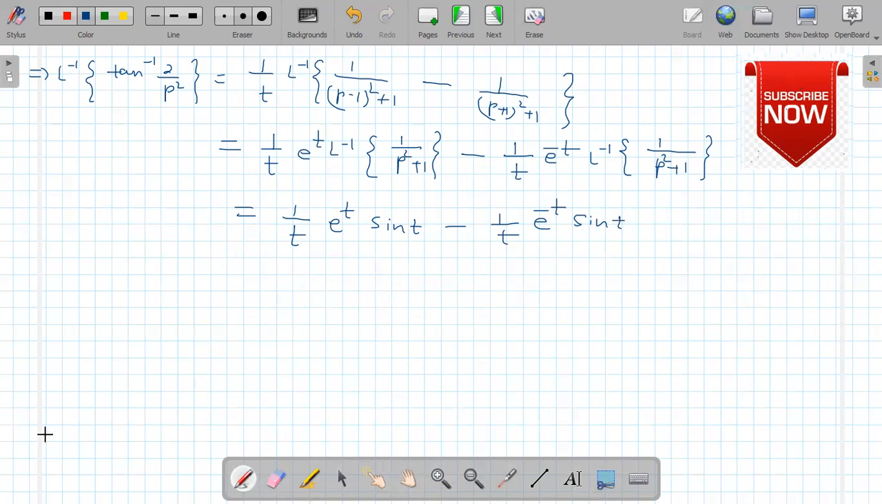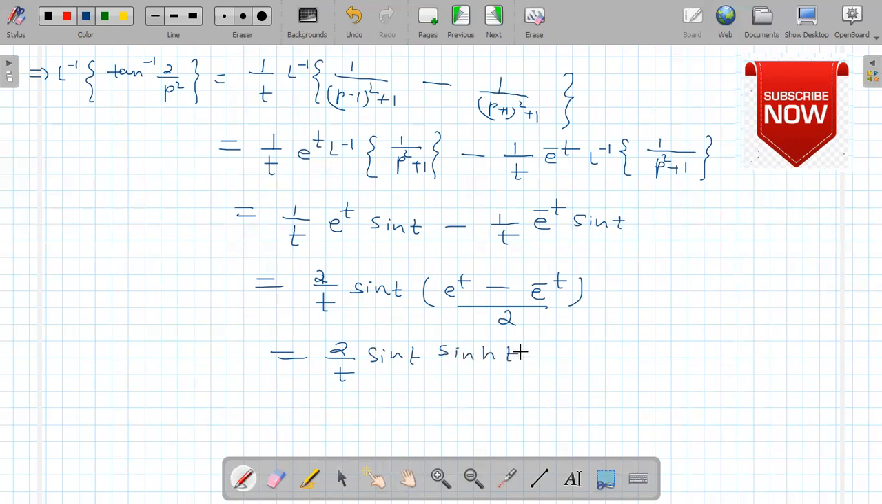So Laplace inverse of tan inverse 2 upon p square is 1 upon t, e raised to power t sine t minus e raised to power minus t sine t. You can take sine t common, e raised to power t minus e raised to power minus t. So you can divide and multiply it by 2 to make it the formula of sine hyperbolic t. This is sine hyperbolic t. Okay, so this is the answer.